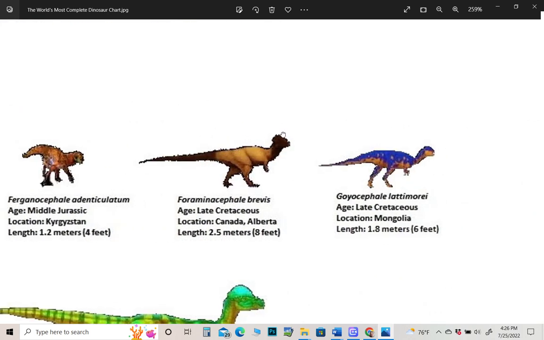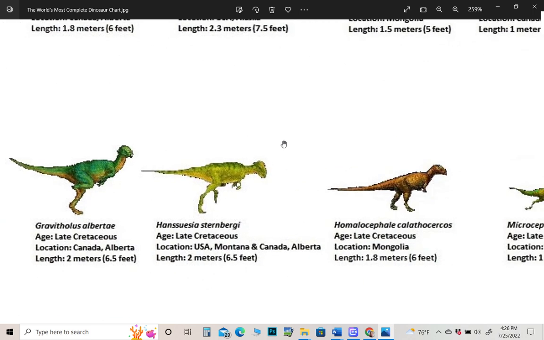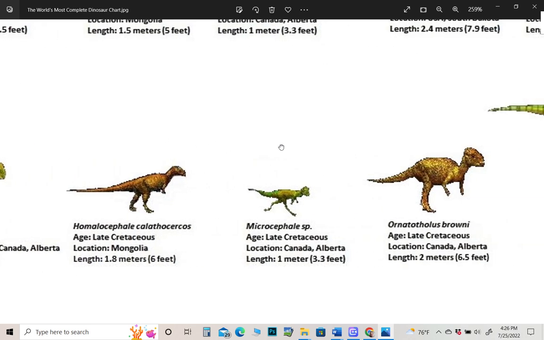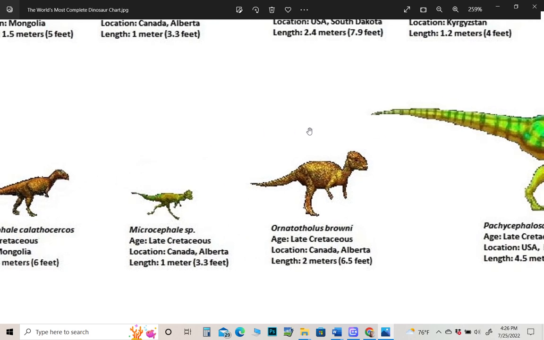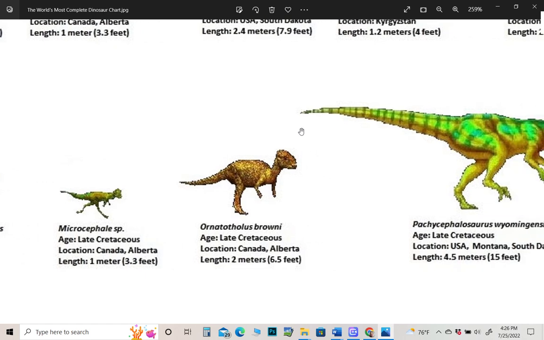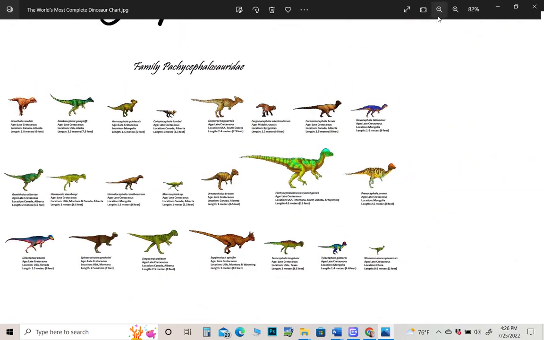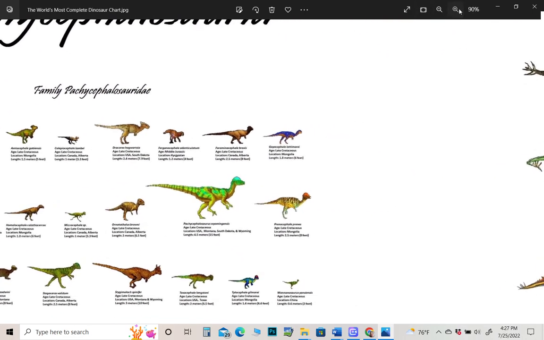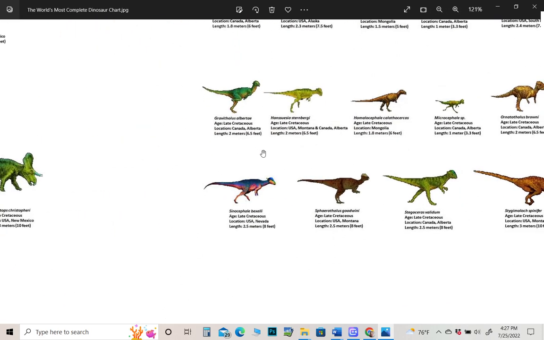Ferganocephale, Foraminacephale, Goyocephale, Gravitholus, Hanssuesia, Homalocephale, Micro-cephale, which is kind of cool that they have a small Pachycephalosaur again, given that Micropachycephalosaurus has been moved to the ceratopsians. Ornatotholus, Pachycephalosaurus wyomingensis, which is the largest and most famous Pachycephalosaur, of course, seen in The Lost World. Prenocephale, or Prenocephaly, depending on how you want to pronounce it.